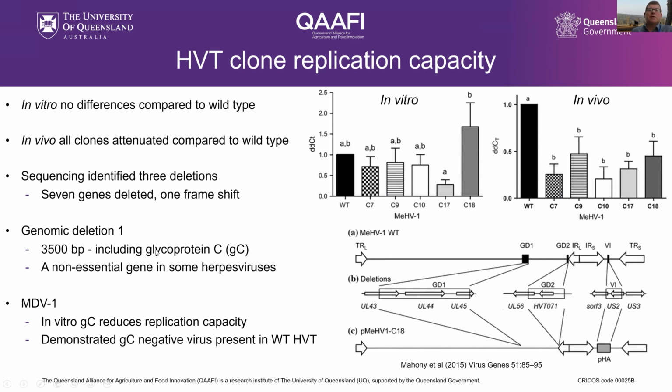We then went on to do complete genome sequencing for these, and we discovered that there were multiple deletions within these clones. You can see here deletions 1, 2, 3. In genomic deletion 1 particularly, they were all lacking the glycoprotein C gene, which is non-essential in some herpes viruses, so we wouldn't expect that to impact replication. But there was a published study for MDV1 showing that GC negatively regulates replication in vitro, in cell culture, but it's actually a positive in vivo. So we suspect this attenuation is due to the loss of GC.